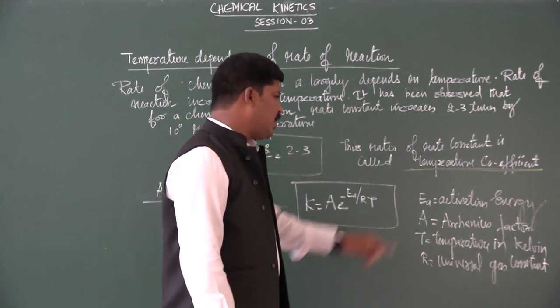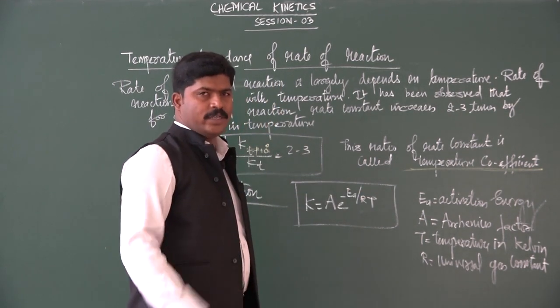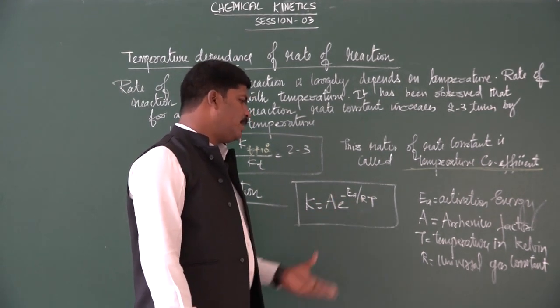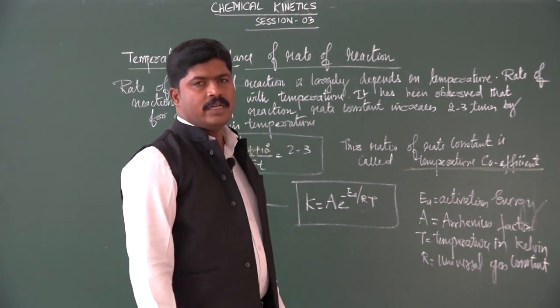Ea by RT, activation energy. Of course, I'll explain in the next class what activation energy and the Arrhenius factor are. A is the Arrhenius factor, T is the temperature in Kelvin, R is the universal gas constant.